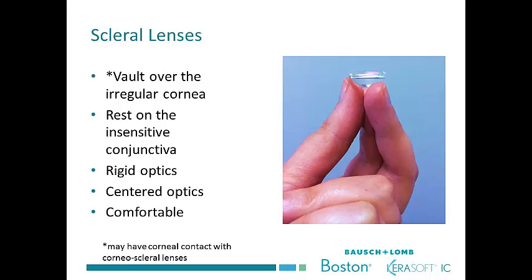Some lenses are called corneal sclerals, and this category will actually balance the weight on the cornea and on the sclera. So in some cases there is corneal contact. But for most of this presentation, when I refer to scleral lenses, I'll be referring to lenses that vault over the irregular cornea. Now the reason they're called scleral lenses is because they actually rest on the sclera, which is kind of not true because they're resting on the conjunctiva overlying the sclera, but nonetheless the majority of their weight is resting on that tissue.